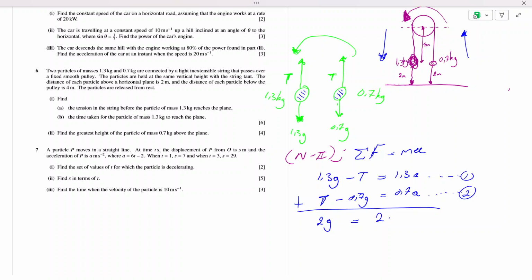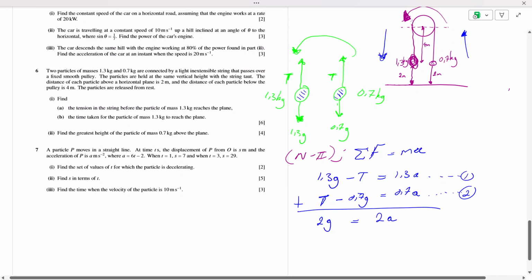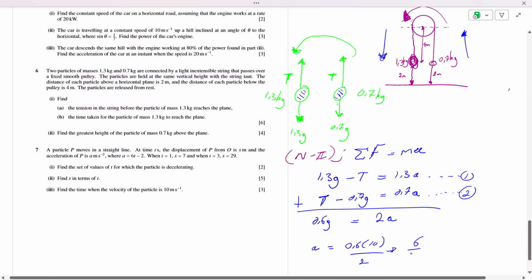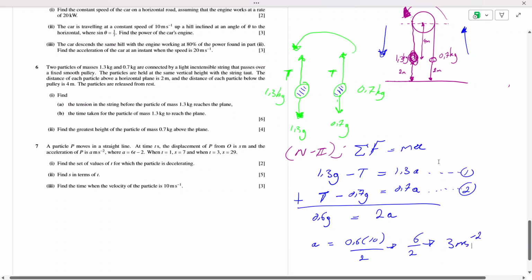Then I'm going to have 2g is equal to 2a. But it's actually 0.6 because I'm subtracting 1.3 minus 0.7. So it's going to be 0.6g is equal to 2a. Therefore, the acceleration is going to be equal to, for g is 10, 0.6 multiplied by 10 over 2, right? That is just 6 over 2, which is 3 meters per second squared. Sweet. Right, but we haven't answered the question.